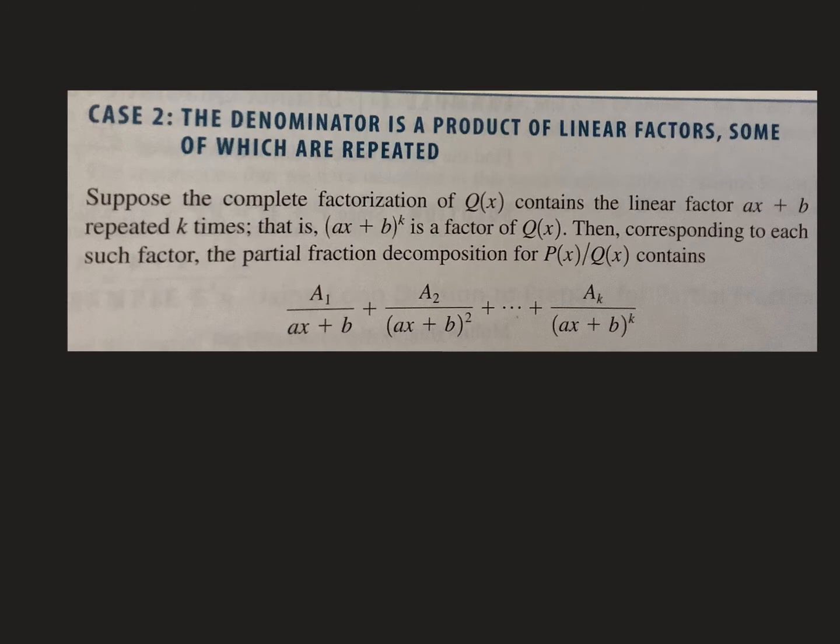All right, and this is case 2. In case 2, the denominators are a product of linear factors, some of which are repeated. If you have a product that's repeated, you have to build up to it on your denominator until you get to whatever exponent is on that factor. Again, this is kind of hard to explain without just reading the rule, so I'm going to show you one more example, and hopefully it makes a little more sense than the last one did.